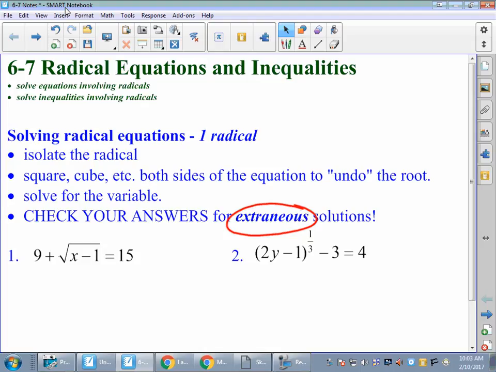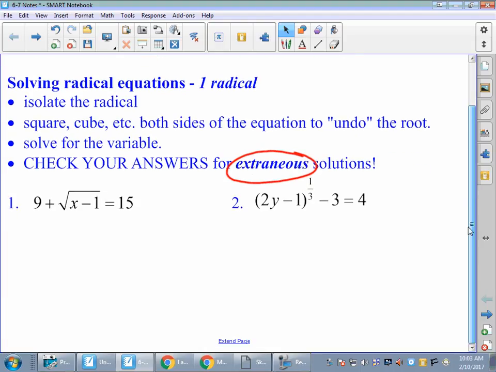If you square both sides of an equation and you turn a negative number into a positive because you squared it, sometimes that causes that extraneous solution. So an extraneous solution, once again, are answers that don't work when you plug them back into the equation, okay, even though you didn't do anything incorrect in the process.